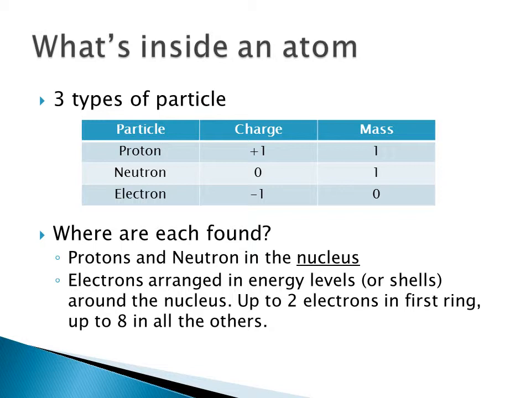Right, so where do we find them? Protons and neutrons make up the nucleus in the middle, sometimes called nucleons because they are found in the nucleus. And then around those we have these electrons arranged in energy levels or shells. You can put 2 in the first ring, 8 in all the others. We'll have a look at what that means in a second as soon as we get a diagram up. Sometimes people talk about layers or rings. Really the proper term we should be using is energy levels.